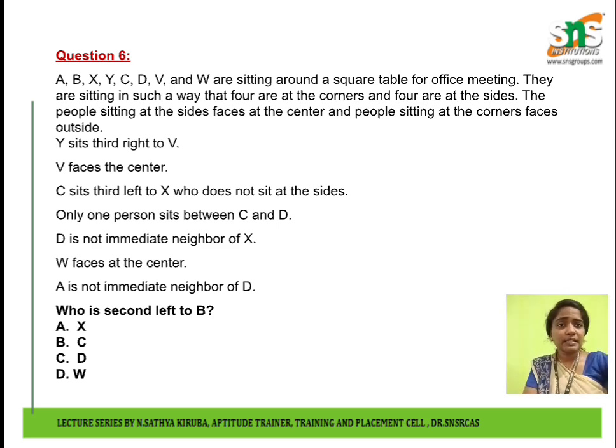Now Y sits third right to V, who faces the center. C sits third left to X, who does not sit at the sides, and only one person sits between C and D. D is not an immediate neighbor of X. Given all the information, first take a pen and write, and rule out all the options. Now, who is second to the left of B is the question.